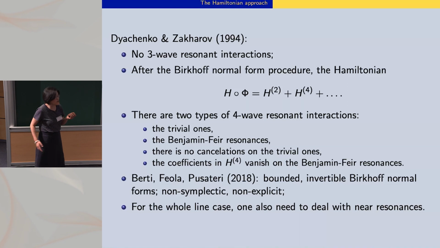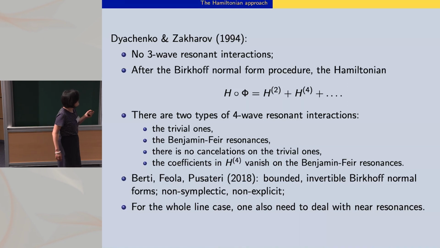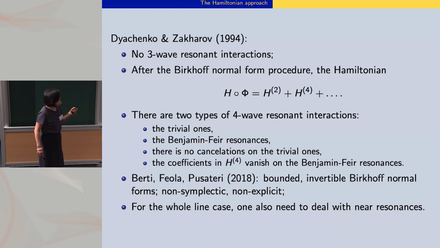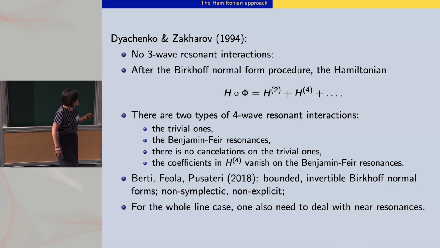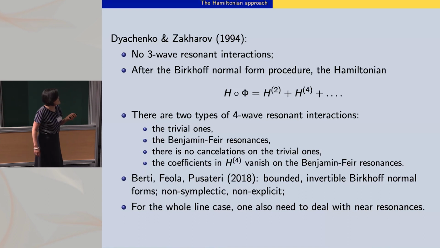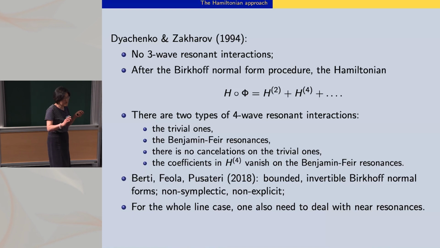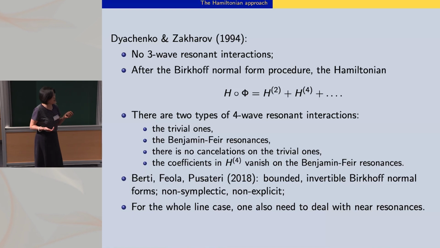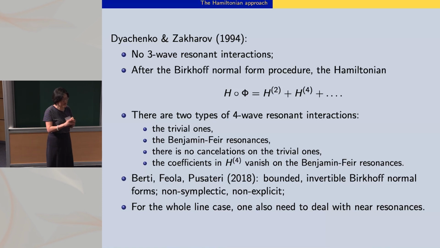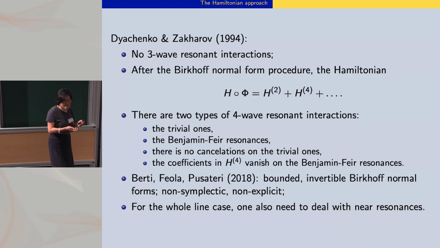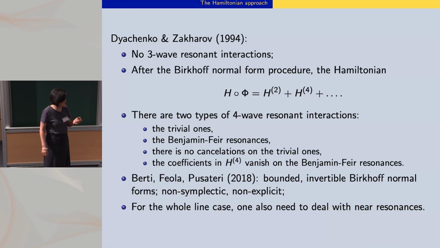So basically, in short, straightforwardly you cannot transform away the cubic nonlinearity because there is trivial four-wave resonance. But the method of Birkhoff normal form actually works very well with the trivial resonance. This is really the main idea of Berti, Feola, Pusateri. They constructed bounded invertible Birkhoff normal forms, and then they were able to show that for data of size epsilon, the existence time is epsilon to the minus 3. The construction is based on conjugating several pseudo-differential flows.